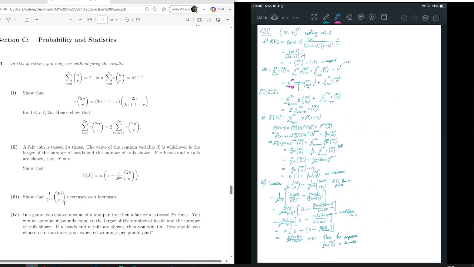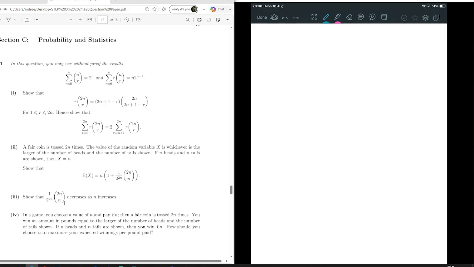Okay, so how is the final part of the question going to bring all of this together? So now we have another game. In the game, you choose a value of n and you pay n pounds. A fair coin is then tossed, so this is like the previous. You win an amount in pounds equal to the larger of the number of heads and number of tails. So we know your winnings is exactly this x shown above. And again, we do have that condition that if they're equal, you win n. How should you choose n to maximize your expected winnings per pound paid?